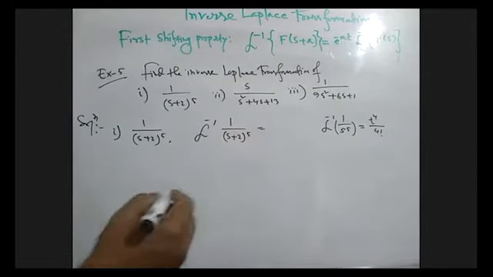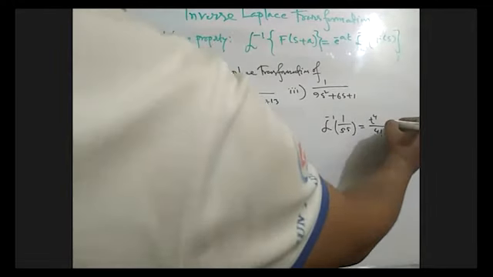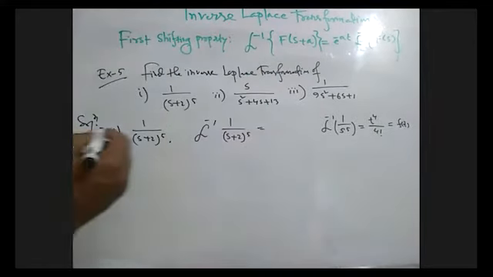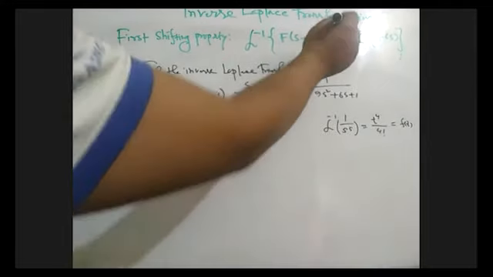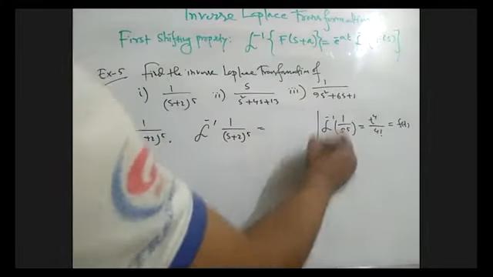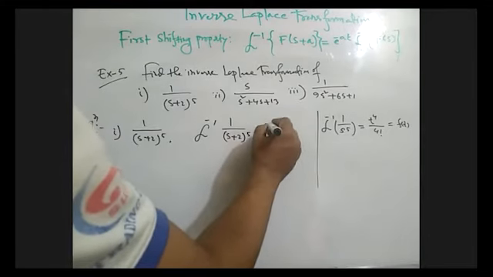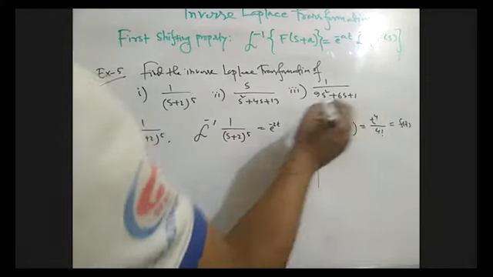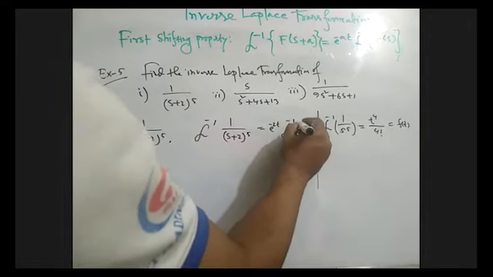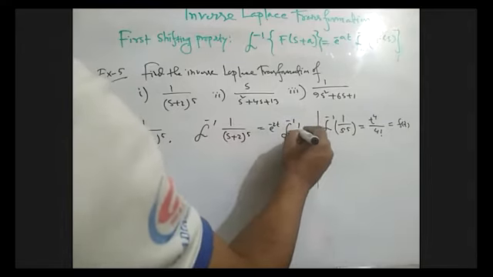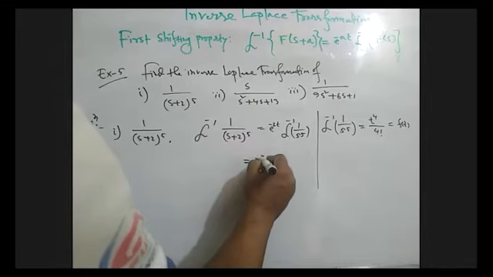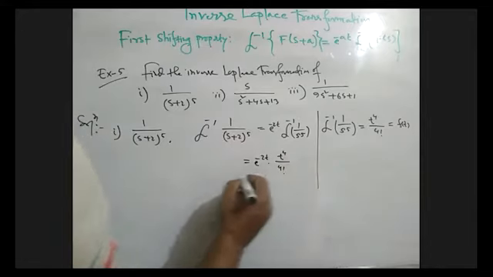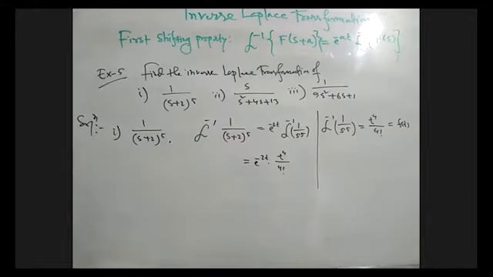Okay, this is the f of t. So the inverse Laplace transformation, substituting this shifting property, we can write e to the power minus a t, where a equals 2, so e to the power minus twice t times the inverse Laplace transformation of 1 by s to the power 5. So this equals e to the power minus 2t times t to the power 4 by 4 factorial. So this is the result.